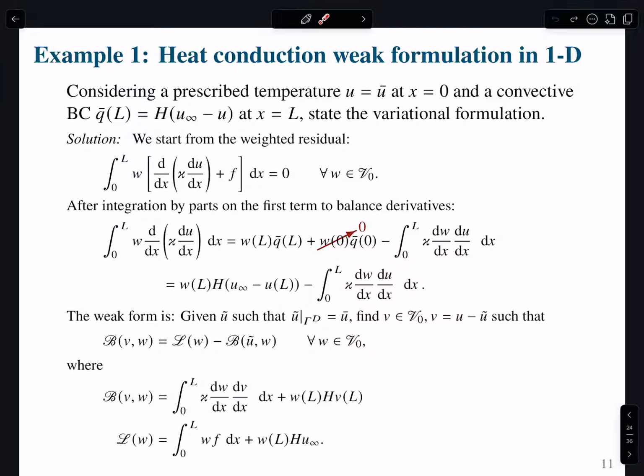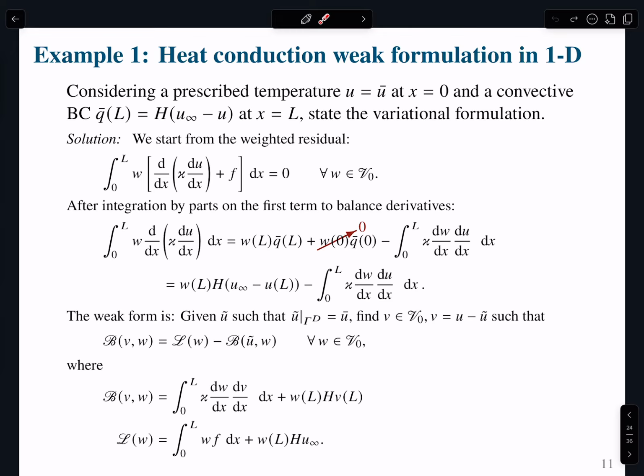And again, because I'm now dealing with a convective boundary condition, in addition to these terms that we looked at earlier, I get these other two terms here that show up simply because I have a convective boundary condition term.